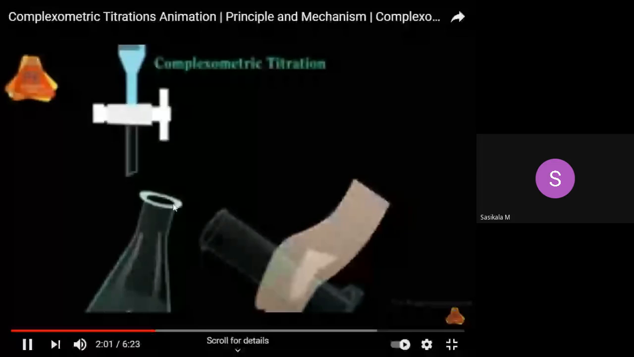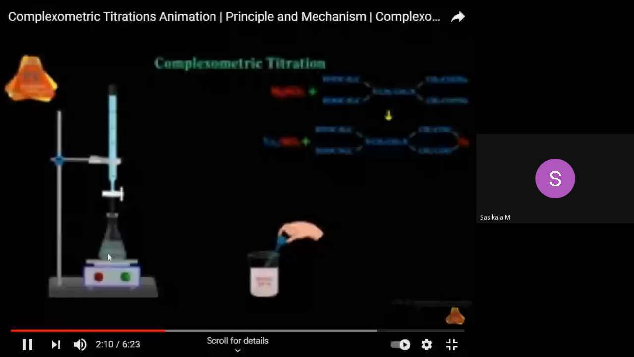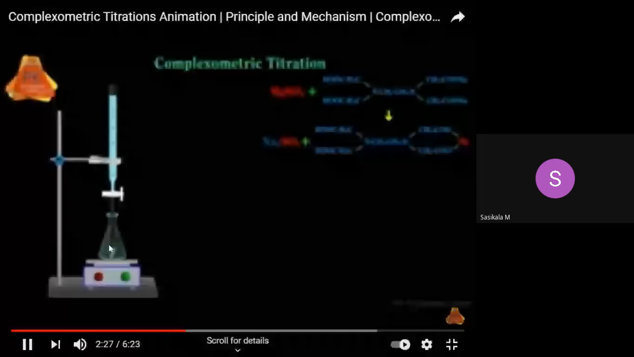Water is added and stirring is started by means of a magnetic stirrer, and the solution forms a homogeneous solution. Magnesium sulfate is completely dissolved in distilled water. Once the sample is dissolved, at the beginning itself we are adding the buffer solution, that is a basic ammoniacal buffer, and then the indicator is added.